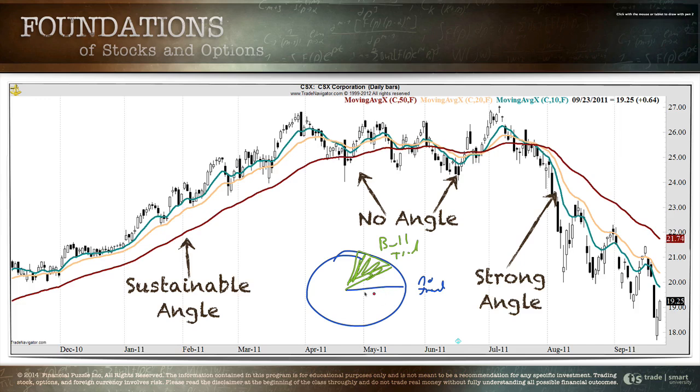If you've got a trend angle that's moving about 4 or 5 o'clock on down, any of those angles, that's going to be a bearish trend.